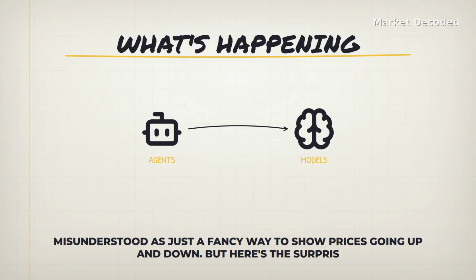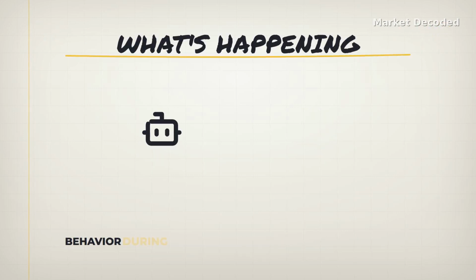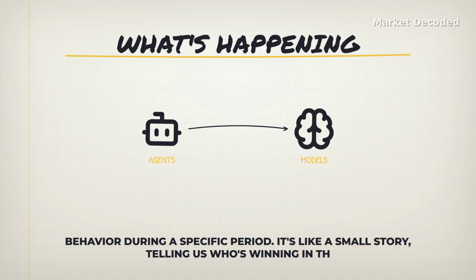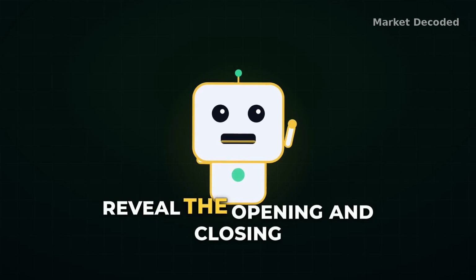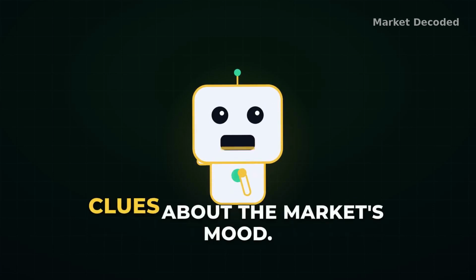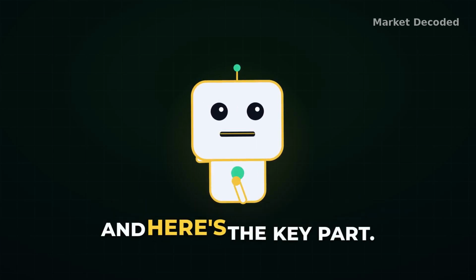Each candlestick is packed with information about the market's behavior during a specific period. It's like a small story, telling us who's winning in the tug-of-war between buyers and sellers. The shape and color of the candlestick reveal the opening and closing prices, as well as the highs and lows, giving us clues about the market's mood. And here's the key part.